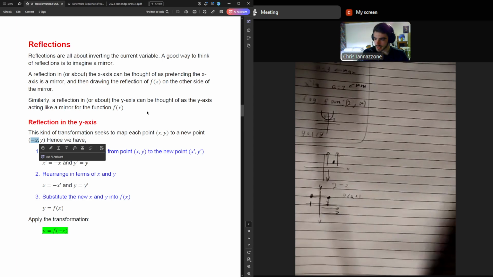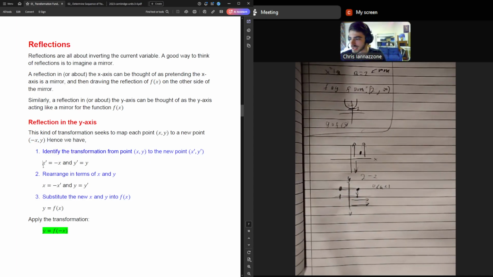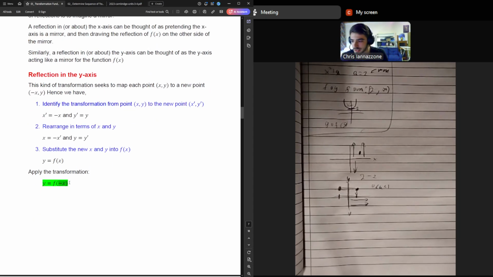Otherwise, everything else is the same. So x dash is now negative x. Rearrange to get back in terms of x and y, and then sub that into your function, whatever that function is. And in this case, it'll look like the negative sign on all of the x's in the function.